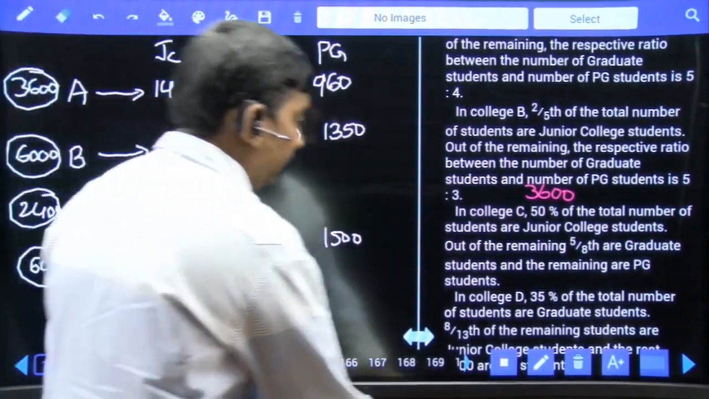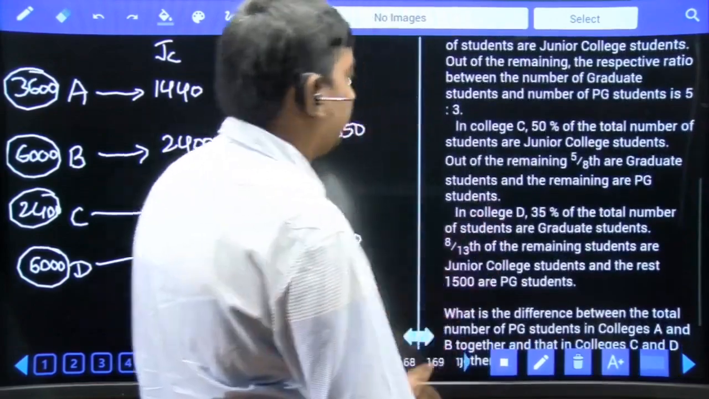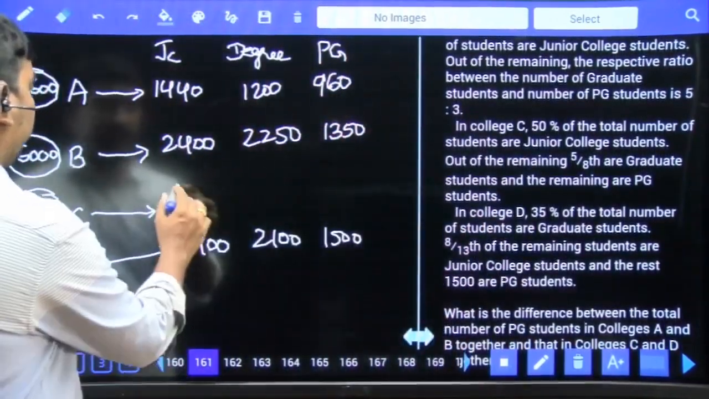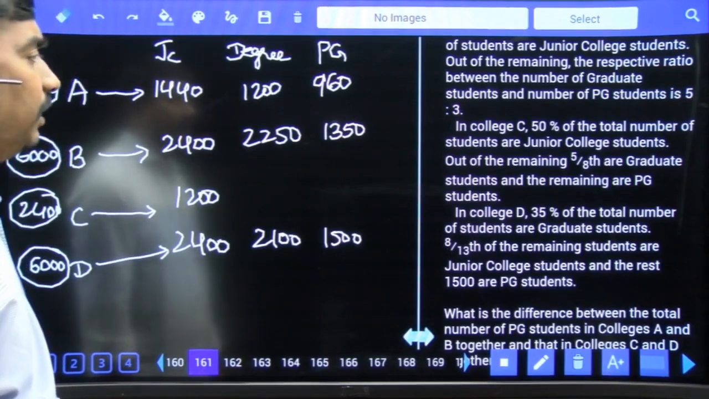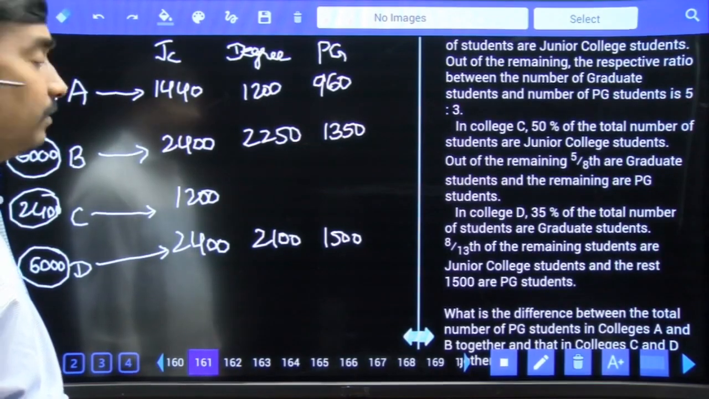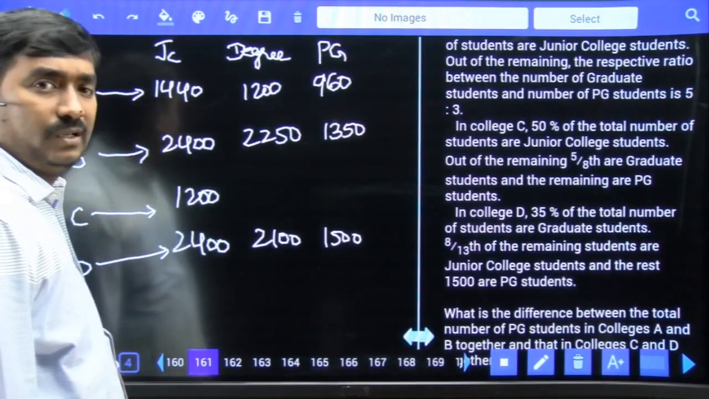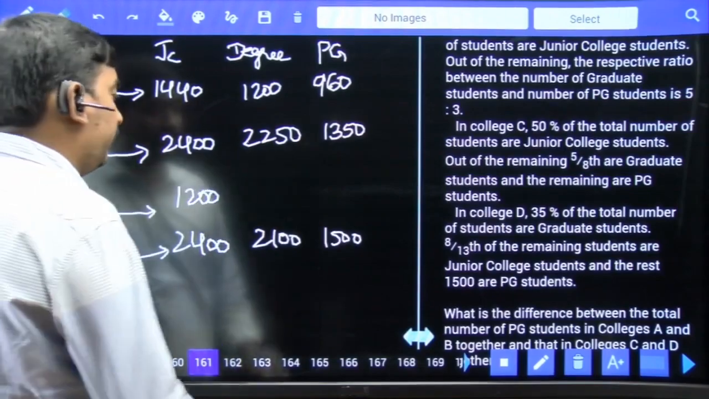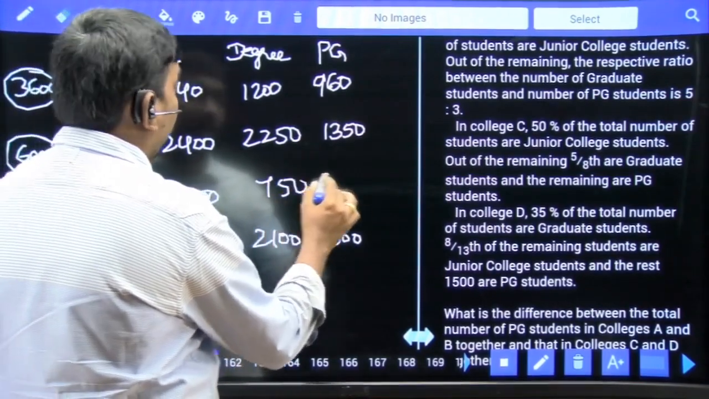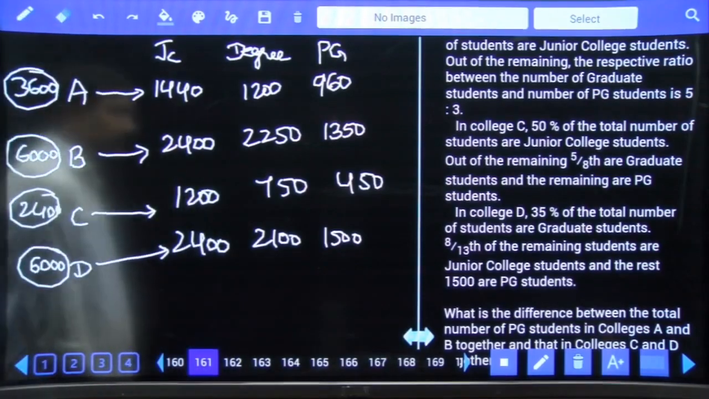That is college B. College C, 50% of the students are junior college. 50% means 1200 junior college. Out of the remaining, 5 by 8 are graduates. So 5 by 8 times 1200 means 150 times 5, 750, and the remaining are PG students, 450. That is the given data.